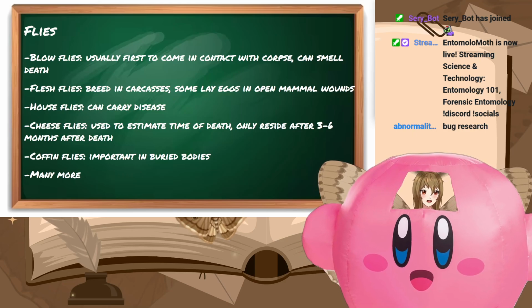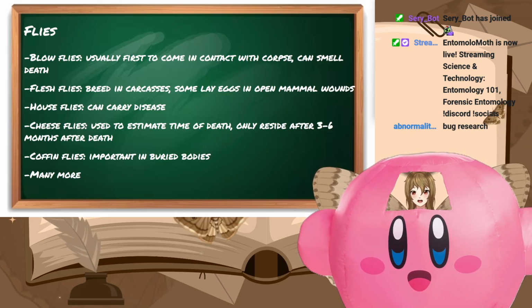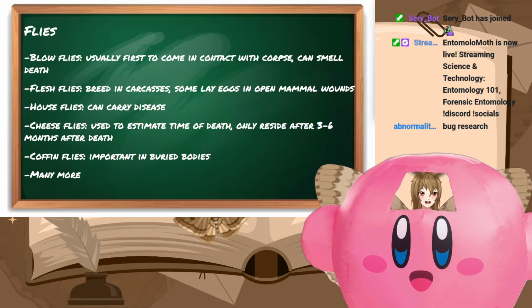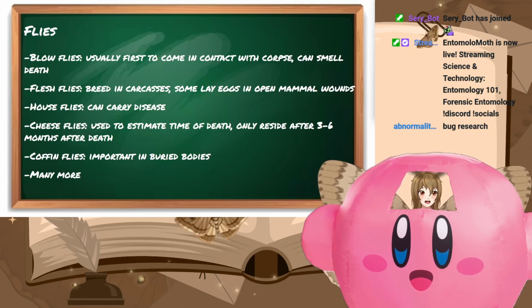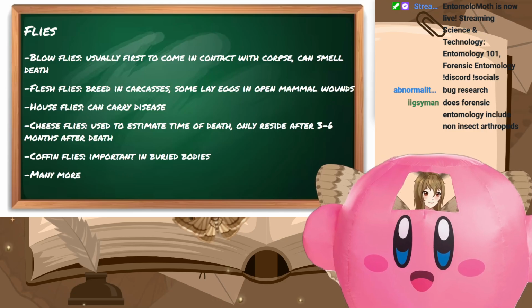Cheese flies. Yes, that is their name. They're used to estimate the time of death because they only reside in a body after 3 to 6 months after somebody has passed away. They come very late to the party, and through that they can tell if that body has been there for a long time or not.